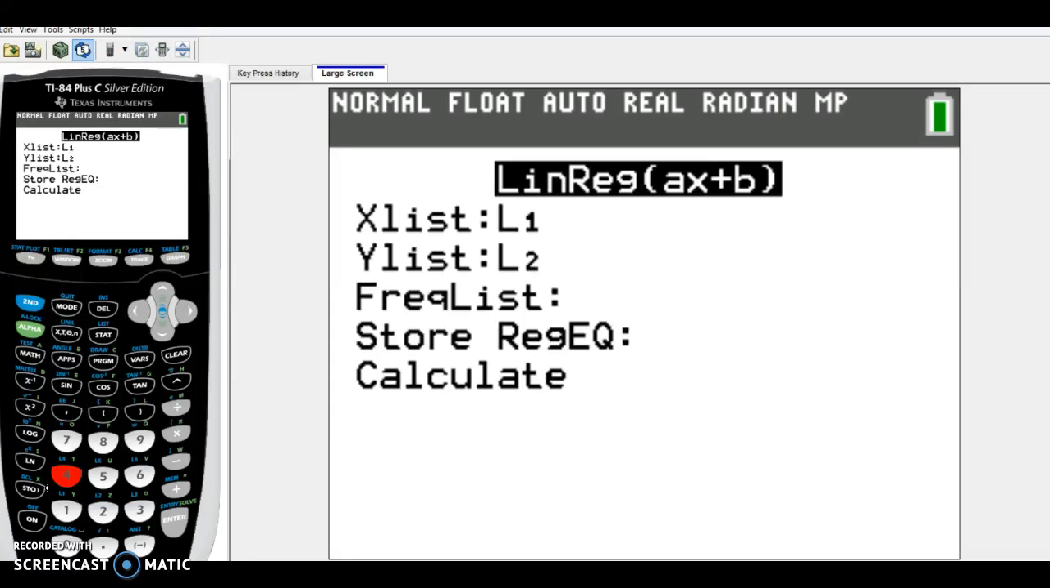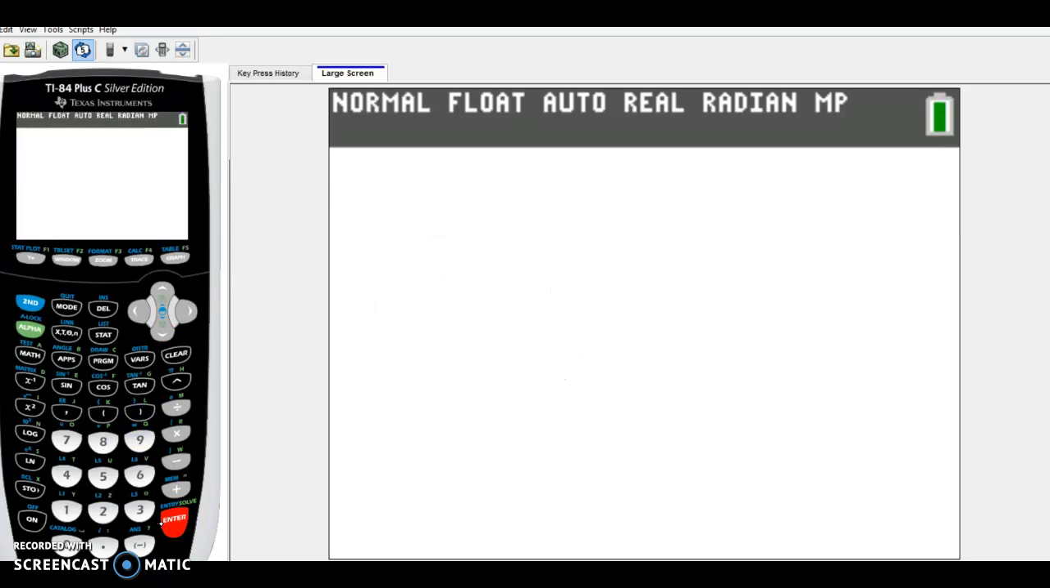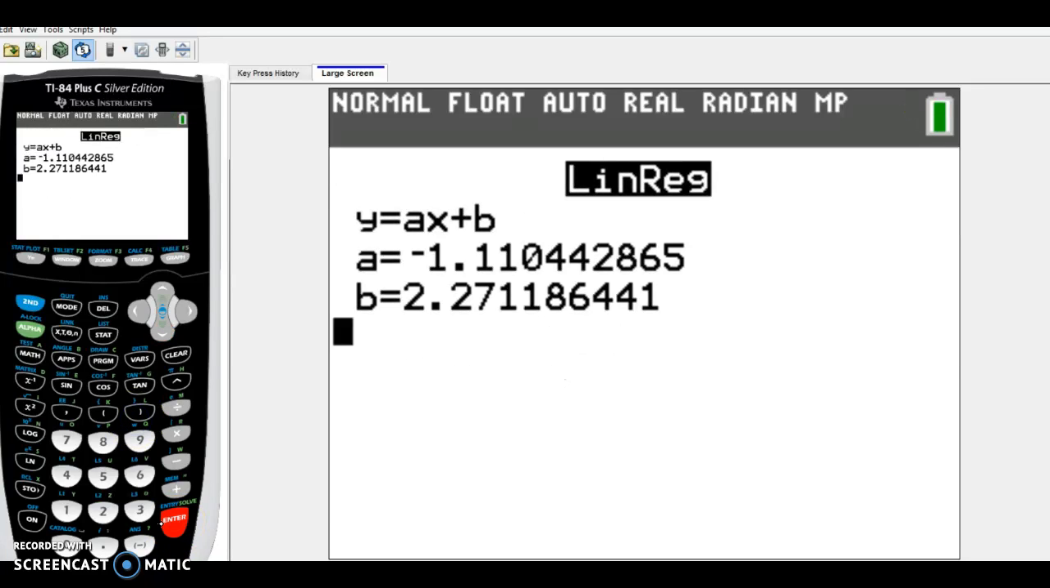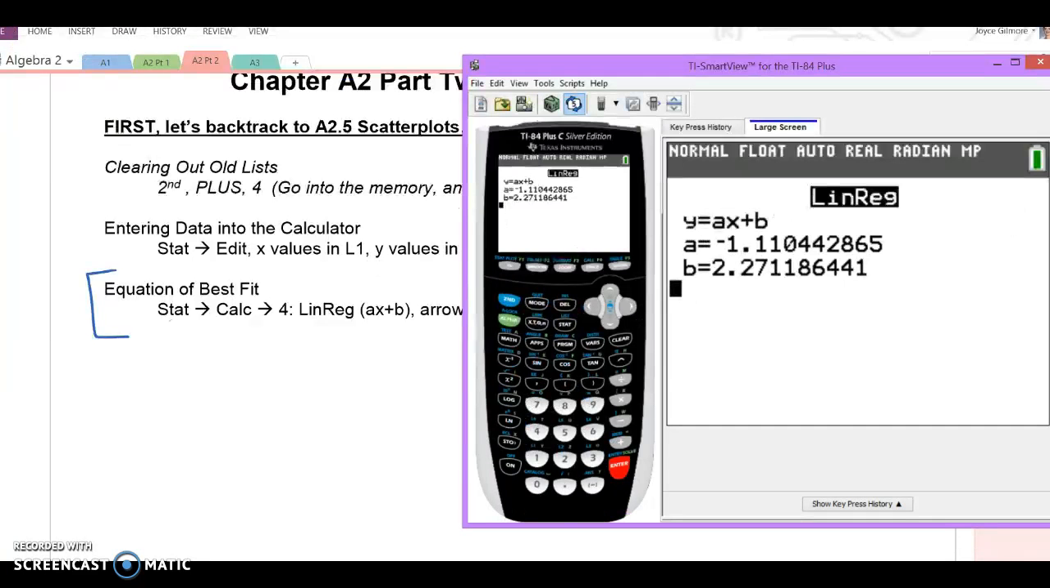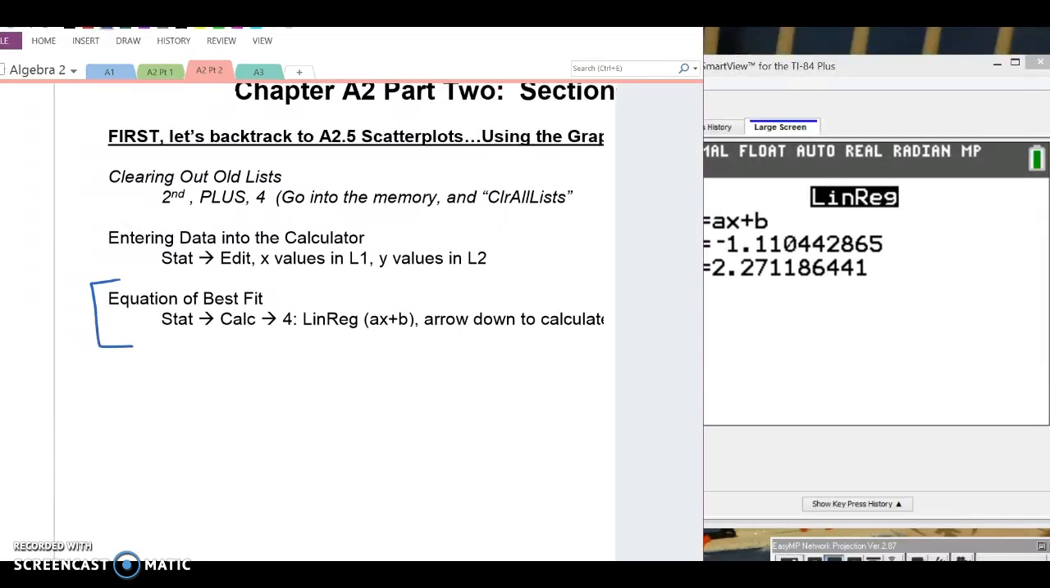So they're saying our x's are coming from list 1. That's correct. Our y's are coming from list 2. That's correct. Arrow down until calculate is flashing and hit Enter. The calculator will crunch through that data and tell you the A value and the B value for the line of best fit. So the format of the equation is shown at the top of the screen. And you just need to put those together into your equation.